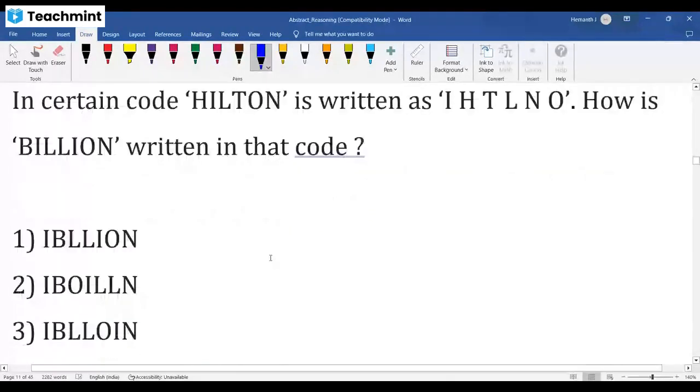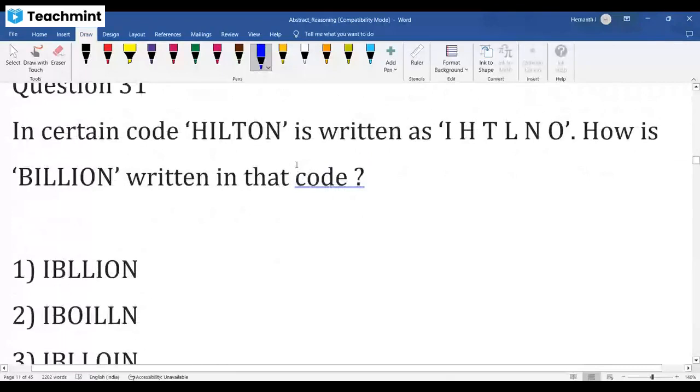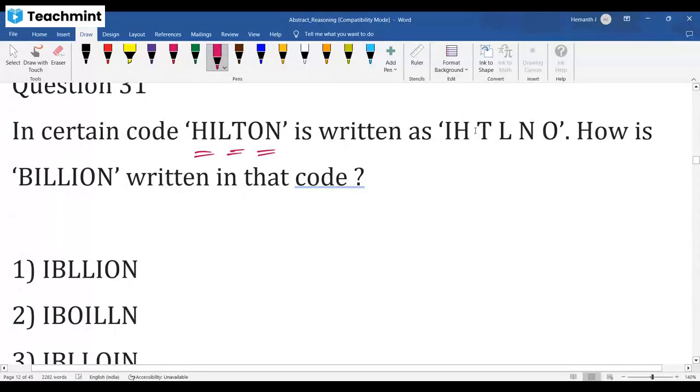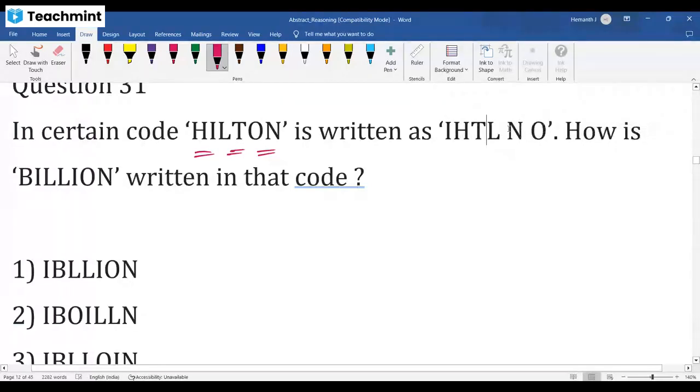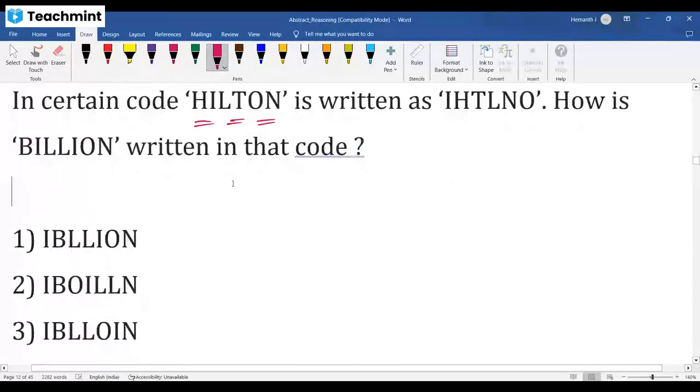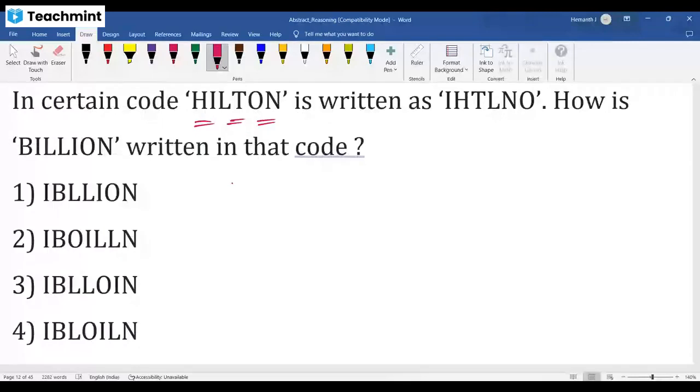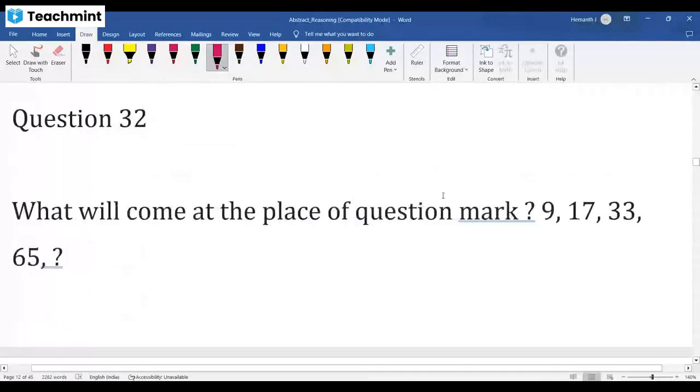I think this one also you people have an idea. They're swapping two letters, right? So if you swap two letters, you can find the answer clearly. Two letter swapping is happening. You can just check it out. Do two letter swapping. IBLLOIN. Among options, that's the one suitable. Two letter swapping. Next, see, that's what you people are very good at.